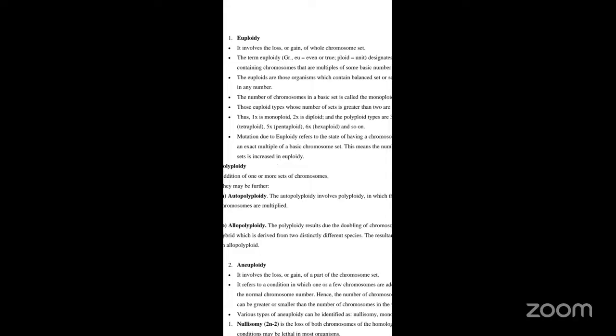If you have more than that, then you say it is polyploid. This polyploid is of two types: autopolyploidy and allopolyploidy. Now coming to the next, that is aneuploidy. Aneuploidy involves the loss or gain of a part of a chromosome set. Here, it was the whole chromosome set in case of euploidy, but aneuploidy involves the gain or loss of a part of the chromosome set.